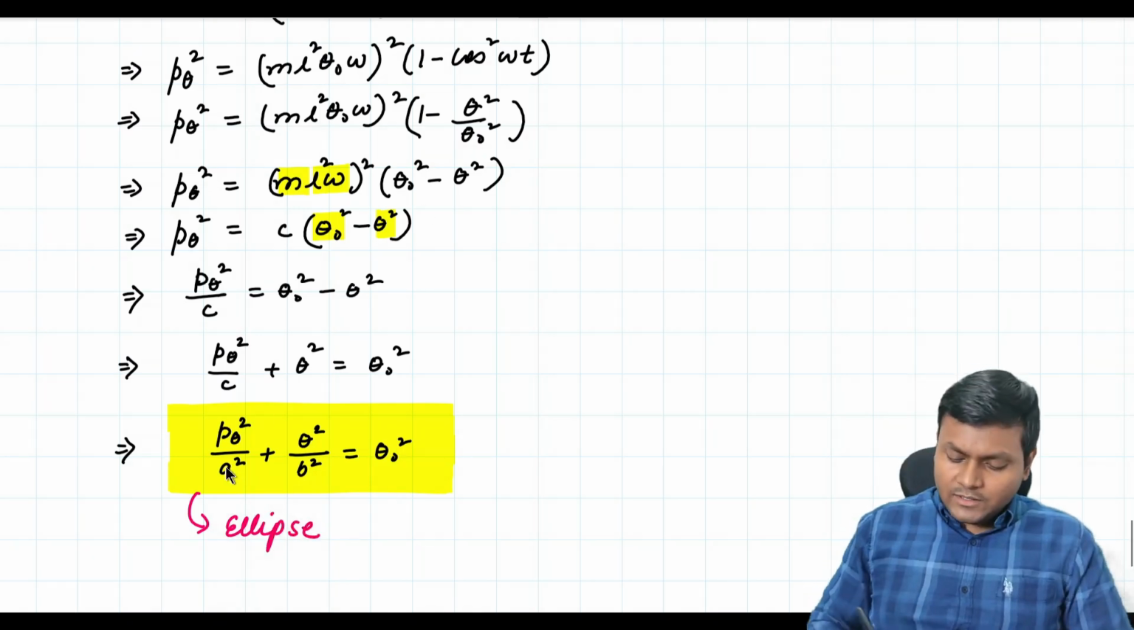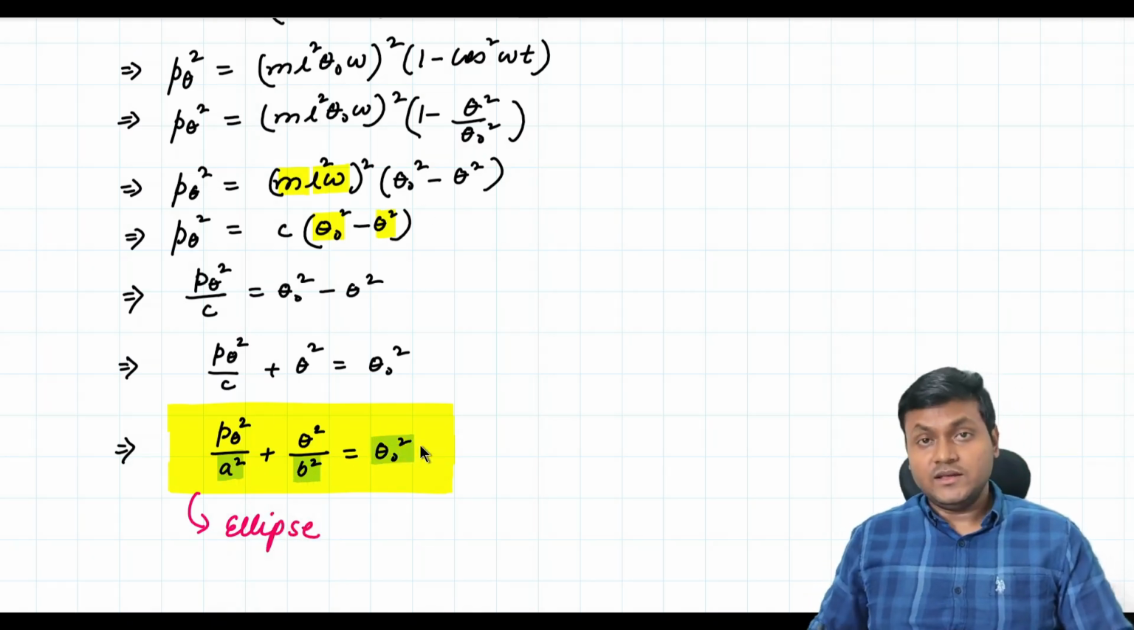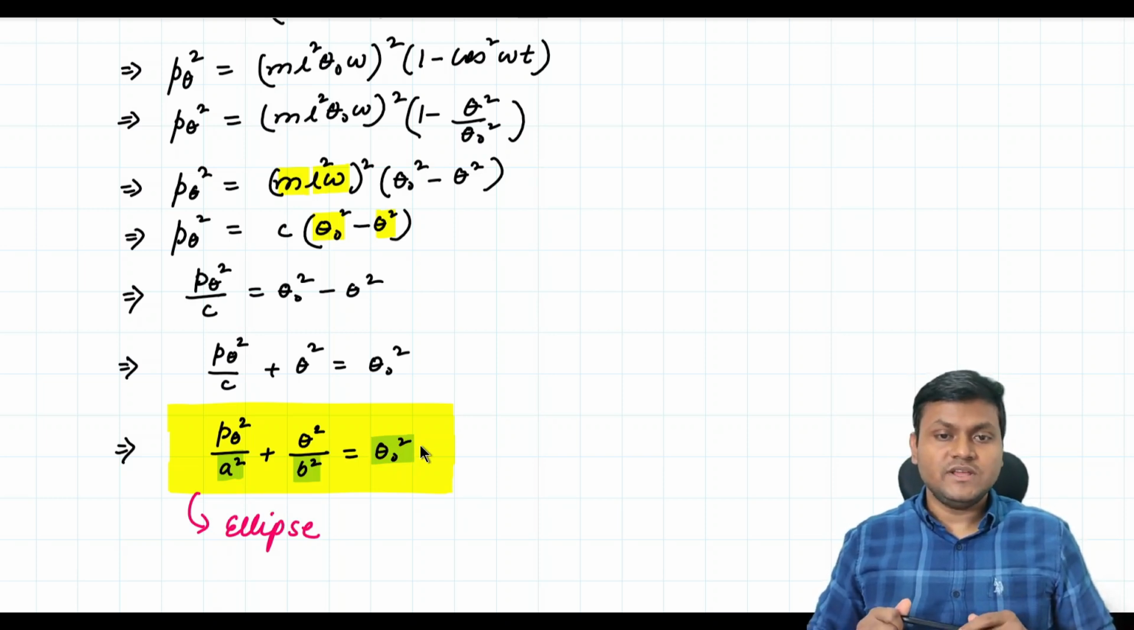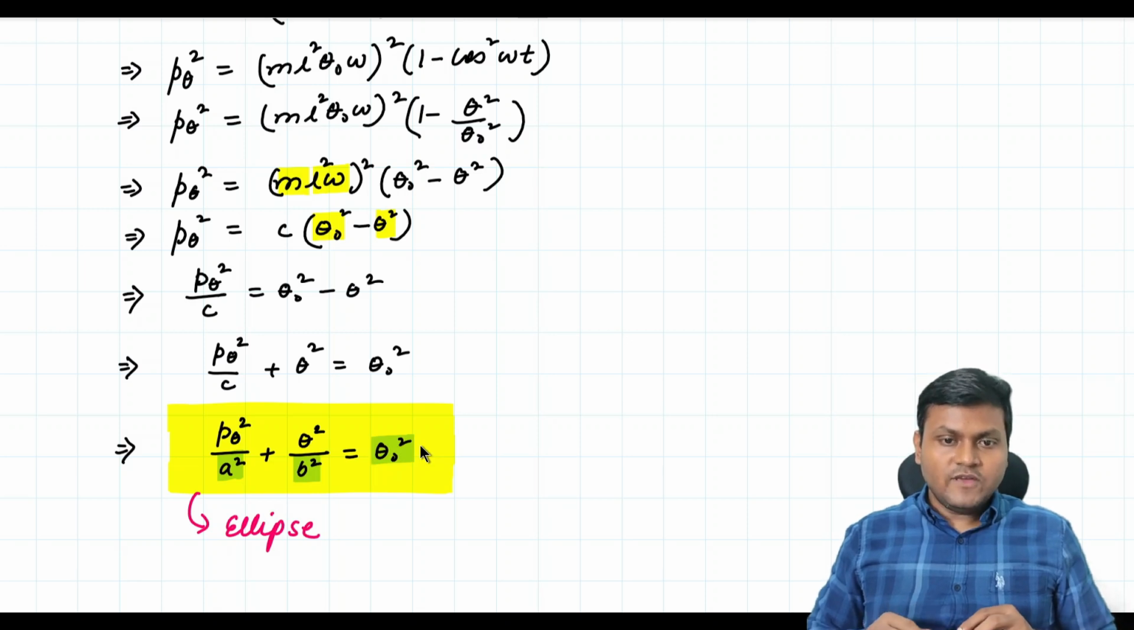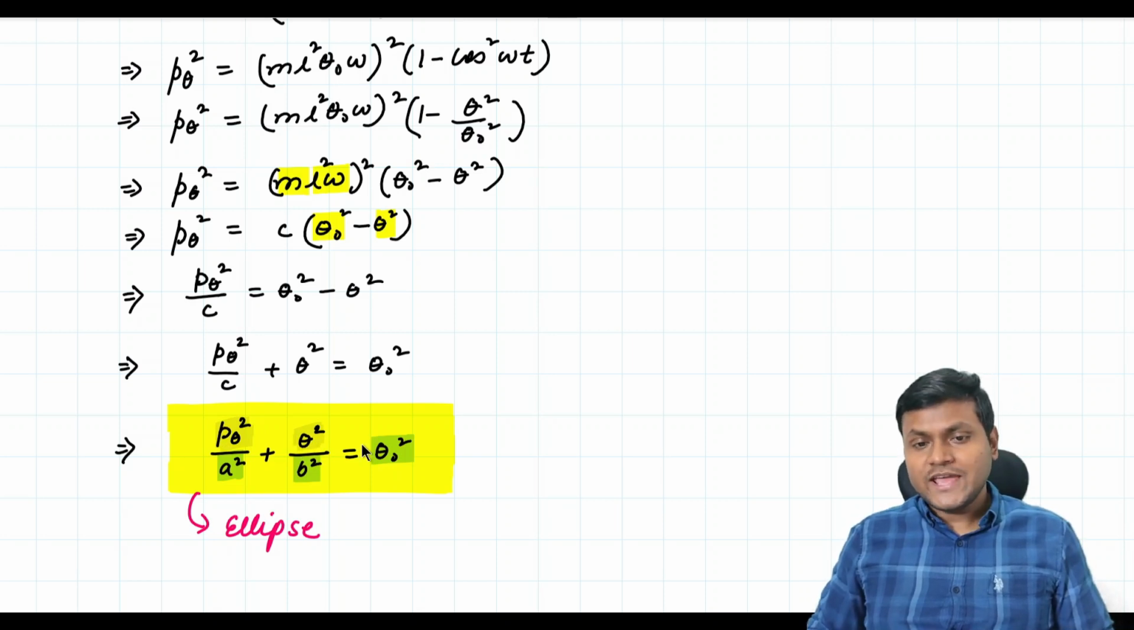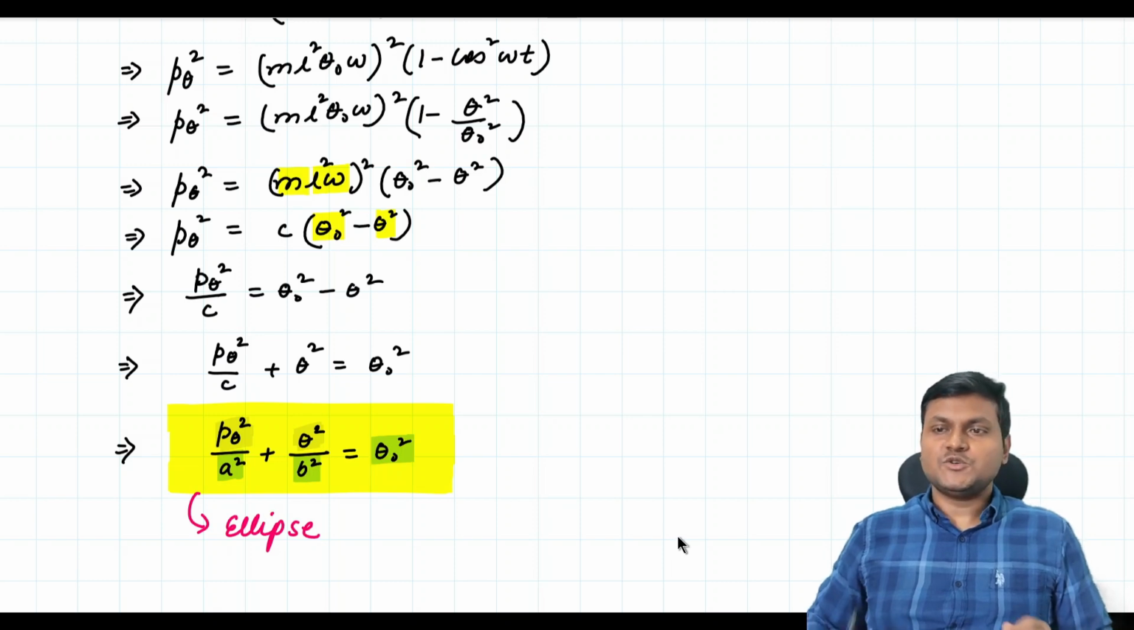Now it doesn't matter what a, b and theta naught are in this situation, because I'm just trying to look at the nature of the trajectory in phase space. So if you plot the momentum with respect to the angular displacement, then you should get some kind of an elliptical trajectory. So let us try to do that.